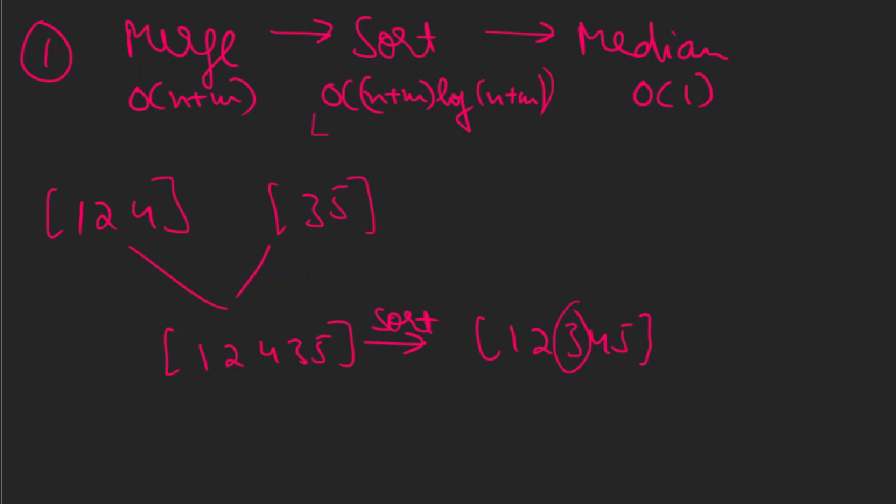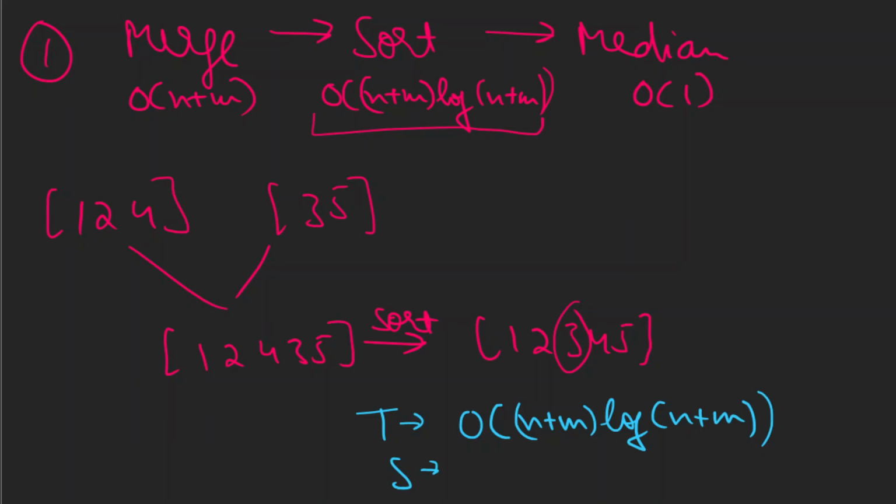So the dominant term is this one, which means that the time complexity for this solution is going to be order of n plus m log of n plus m, and the space complexity is we are using this auxiliary space, that is an array to store the merged array, and that is order of n plus m.